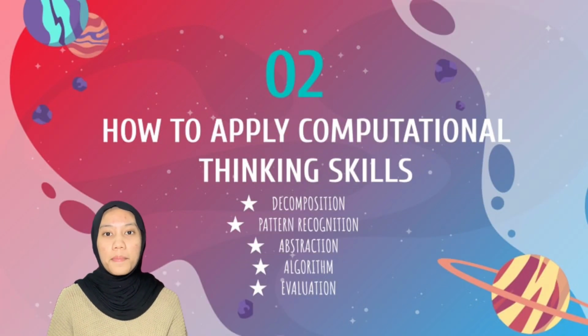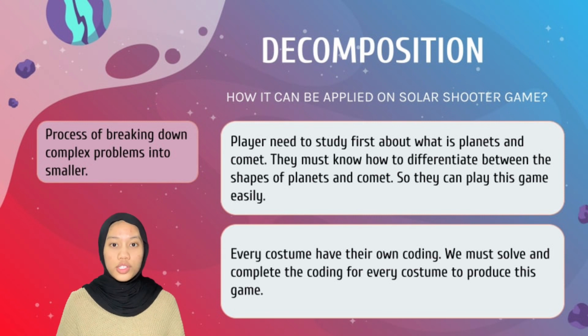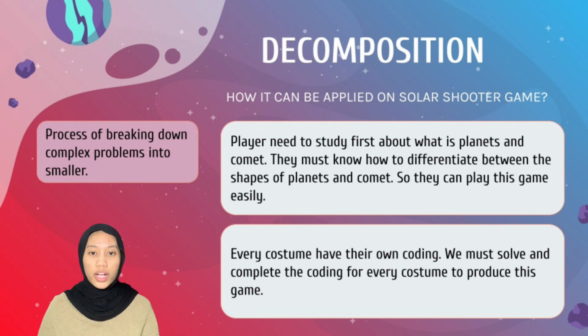Next, we move to the second part, about how computational thinking skills can be applied in this plug-in activity. The first CT skill is decomposition. Decomposition is a process of breaking down complex problems into smaller problems. So how decomposition can be applied to the Solar Shooter game is that the player needs to study first about what planets and comets are. They must know how to differentiate between the planets and comets, so they can play this game easily. If the player knows which are planets and comets, then they can shoot the right things to save the planets.